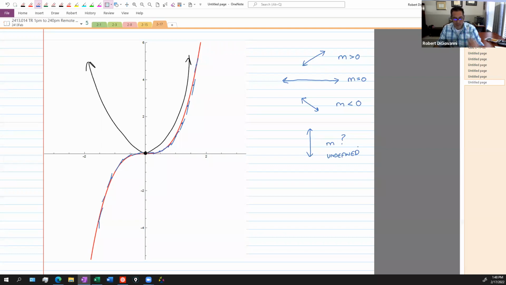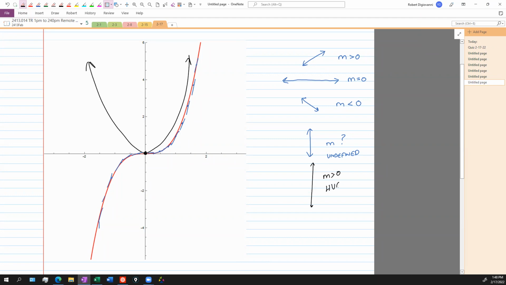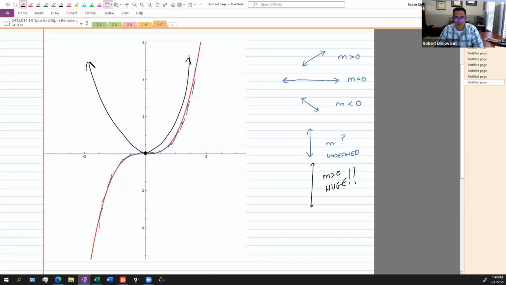Now, let me ask you this. What if I take a line that's vertical, but I tilt it just a little bit? So it's almost vertical, just a little bit off from vertical. Would you all agree that this would be positive? The slope would still be positive, but huge. A huge number, yes? And if I tilt it the other way, slightly tilted like this, that slope would be negative, but it would be a huge negative number. Huge negative, yes?